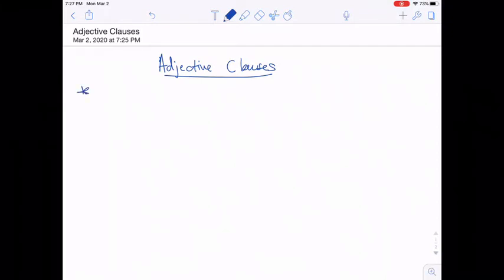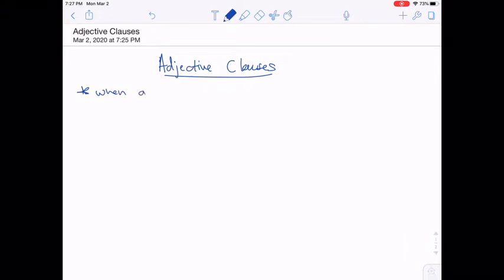I'm going to say when an adjective clause describes a subordinate clause that's known to exist, then you're going to use the indicative. And when your adjective clause describes a subordinate clause that doesn't exist or is hypothetical, then it's going to be the subjunctive. So let's write that down.